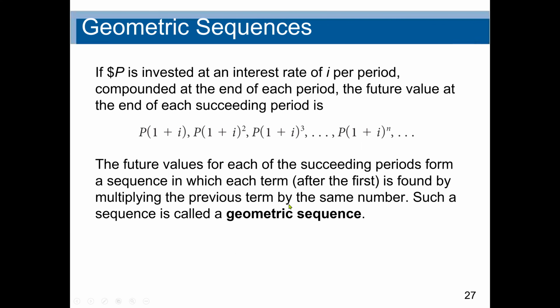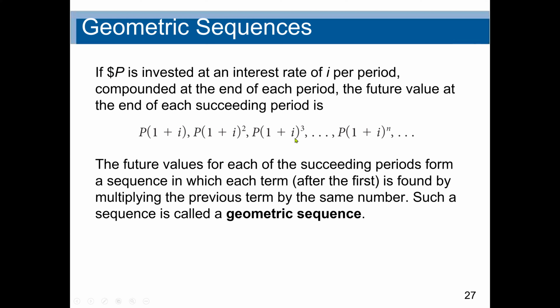So next we go to geometric sequences. In geometric sequences, we say that if $P is invested at an interest rate of I per period and compounded at the end of each period, then the future value at the end of each succeeding period is as follows. The first period will be P times 1 plus I. Second will be P times 1 plus I squared. Third will be P times 1 plus I cubed. As the period increases, the exponent increases. And this is the idea of a geometric sequence.